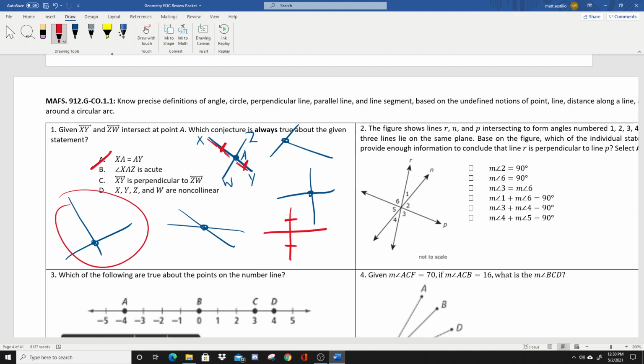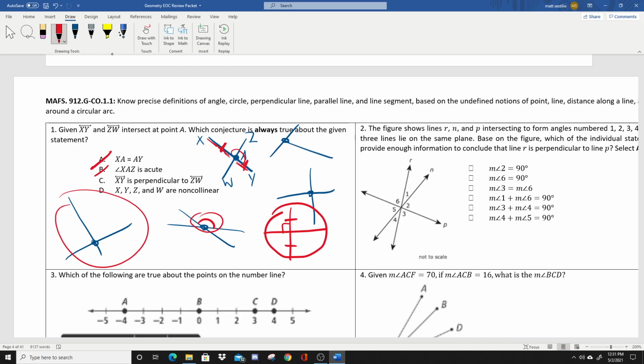XAZ is acute. It could be here, but what if it was this one? This would be obtuse. What if it was this one? It could have been a right angle. And so C is wrong for the same reason. It's always perpendicular. It could be this example, or this example, or this example. And so the answer here is D.